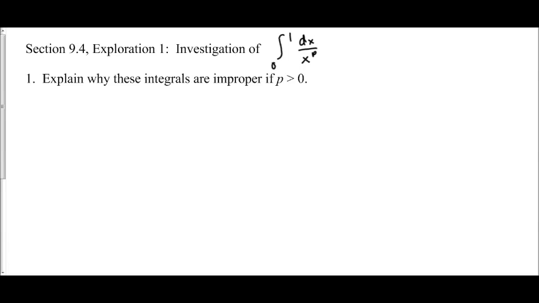Let's do section 9.4, exploration 1, investigation of the integral from 0 to 1 of dx over x to the p. Number 1, explain why these integrals are improper if p is greater than 0. Well, if p is greater than 0, or positive, that tells us that x to the p is going to stay in the denominator. So we're going to have 1 over x to the p.